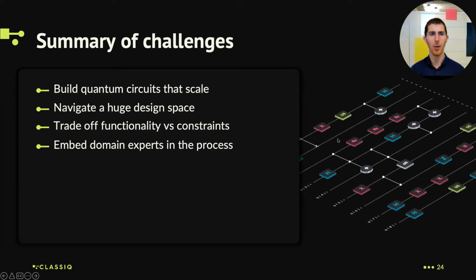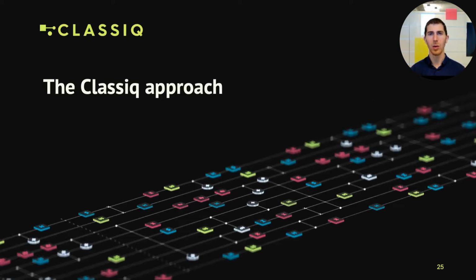Again, now if I need to summarize some of the major challenges in quantum circuit design today, it is first building quantum circuits that scale, right? As we showed before, it's relatively easy to design small circuits. It's very challenging to scale. Then you need to navigate a huge design space and choose the best design choice for the resources and constraints you have. You need to trade off manually the functionality versus constraints. And then eventually, if you are not a quantum expert and you want to embed domain experts in the process, it's also very challenging with existing levels of abstraction.